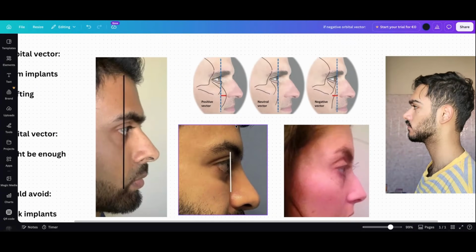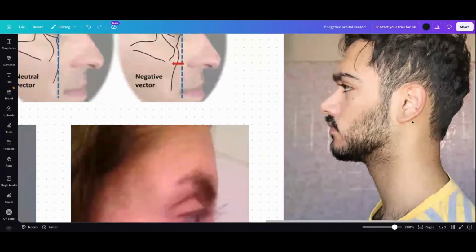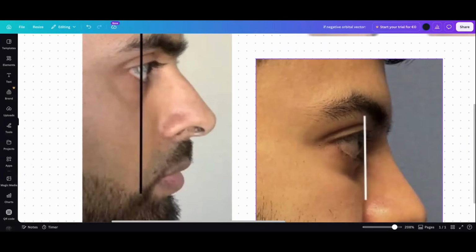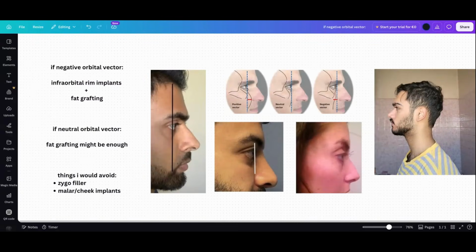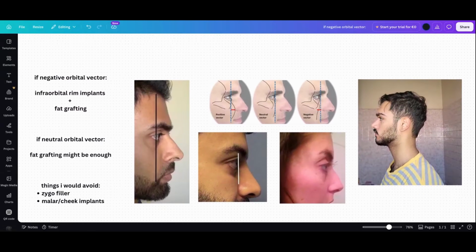Of course, if you have a positive vector, you probably don't need anything. And if you do, you might need a little bit of fat grafting, but usually you don't. The people that should be considering this should look kind of like one of the images you are seeing on screen. So yeah, that's my take. Stay away from fillers. And yeah, that's pretty much it.